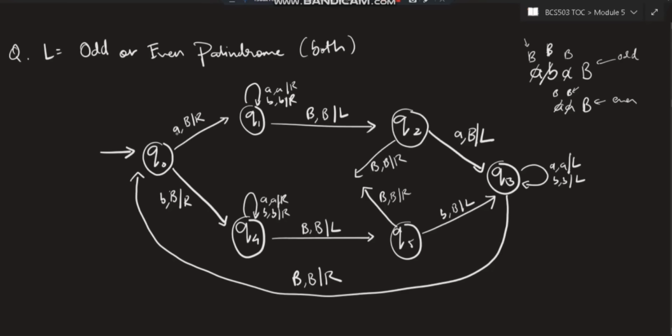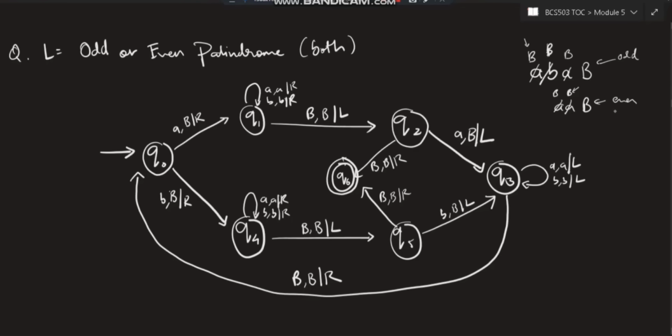If I have encountered A in between, I'll choose this path rather than this path, and I'll again come back to the same position here. And this is the halt position, which is Q6. Okay, so this is the halt position here. So this was about the odd palindrome in this case.